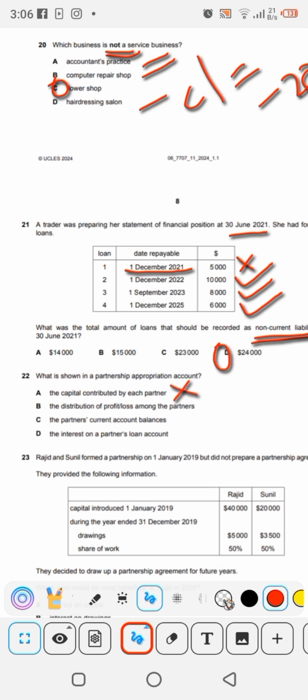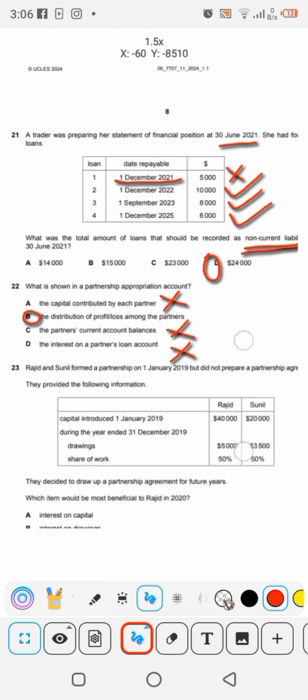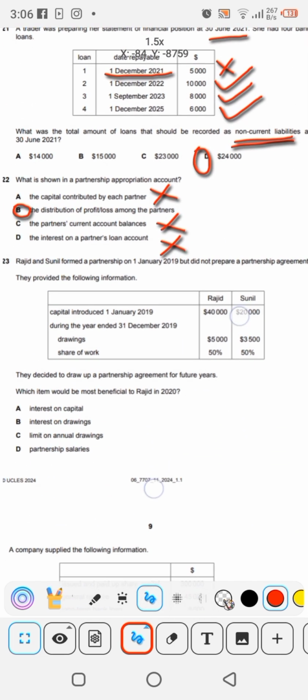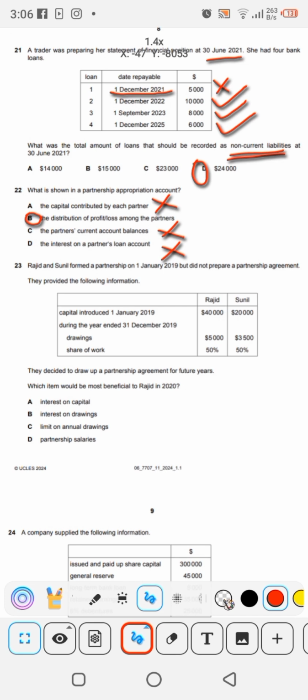So what is in a partnership appropriation account? The capital contributed by each partner? No. The distribution of profit and loss amongst the partners? This is correct. The partner's current account balances and the interest on a partner's loan account, both of these are wrong. These are shown in either the income statement or the statement of financial position.